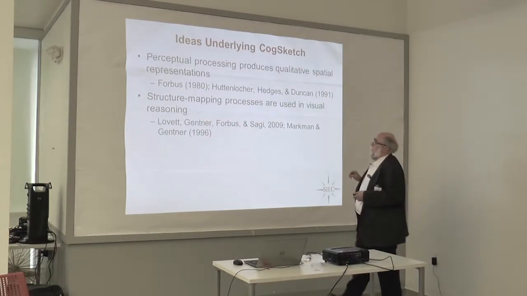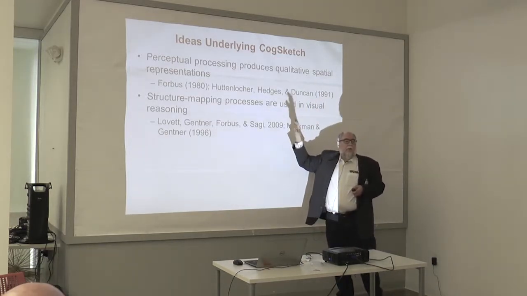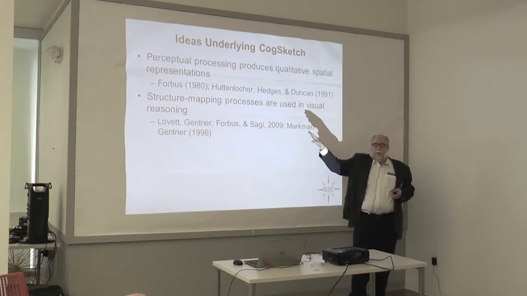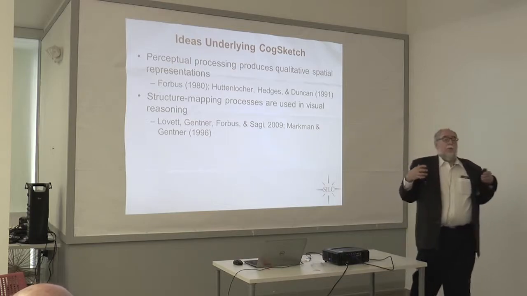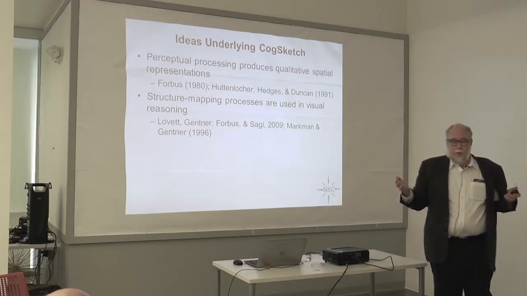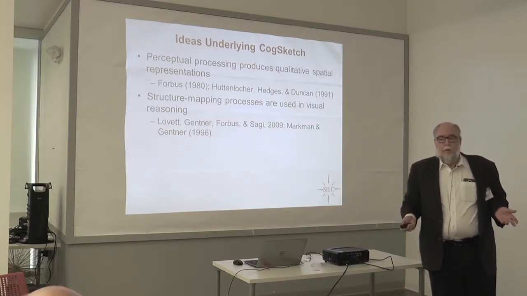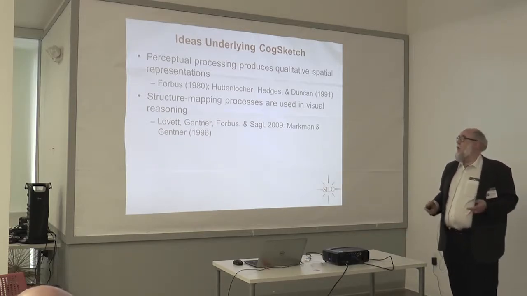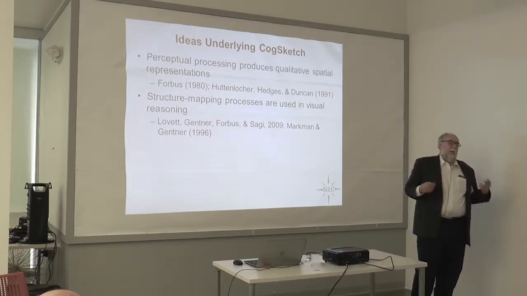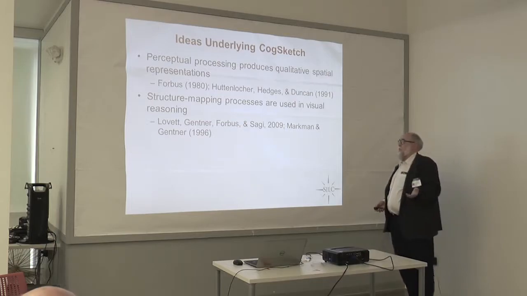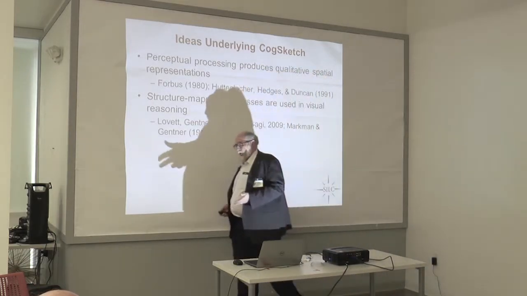So, second big idea. Structure mapping processes are used in visual reasoning. Structure mapping is Dedre Gentner's theory of analogy and similarity. Analogy and similarity should have to be the same thing psychologically. They operate over what we call structured relational representations. The same theory has been used to model scientific discovery, conceptual change, high-level visual processing, aspects of auditory processing, metaphor interpretation. It's been used to explain a lot of laboratory data. It's been used to predict new findings psychologically.